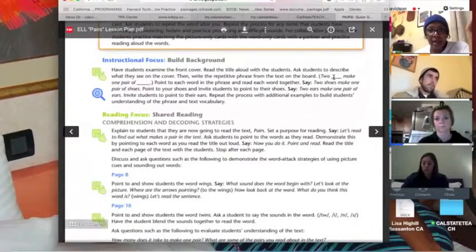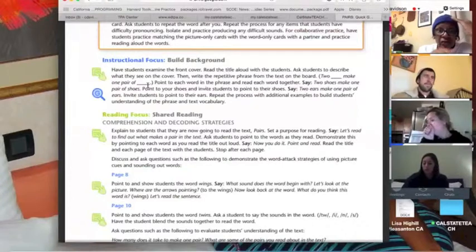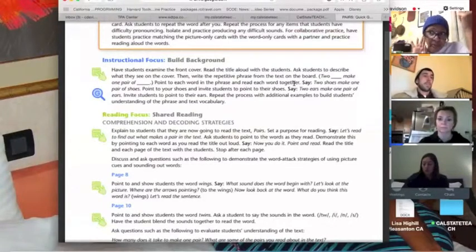To blank, make one pair of blank. Because they're going to be talking about pairs. That's syntax. That's academic language. Now, point to each word in the phrase and read each word together. That is balanced literacy. Reading words together. Choral reading. You are listening to pronunciation as they read.